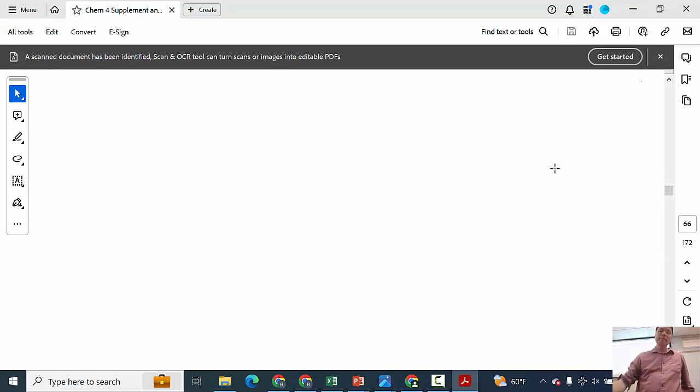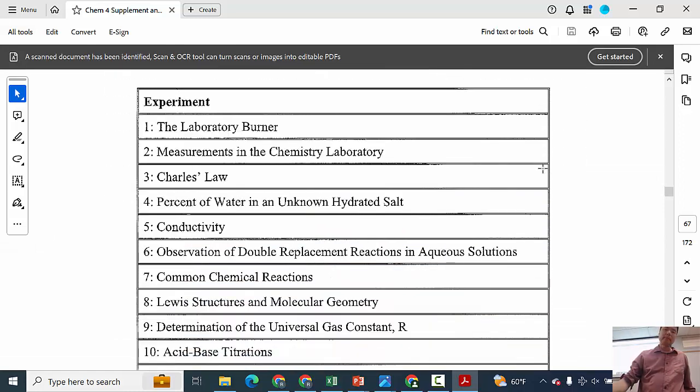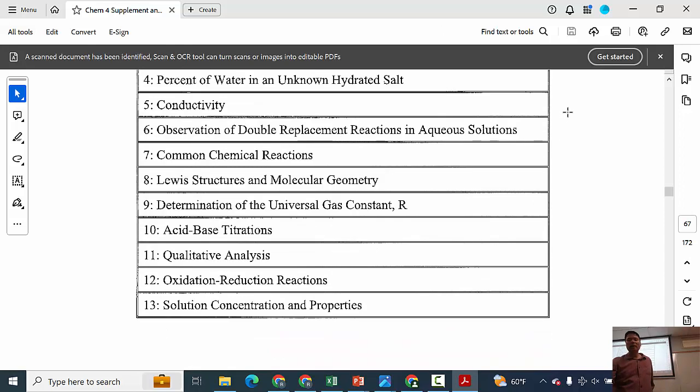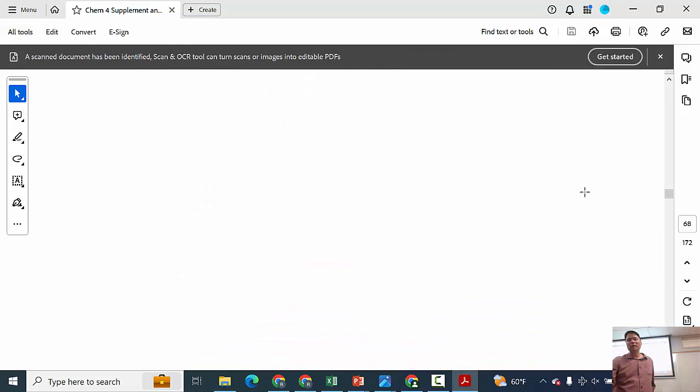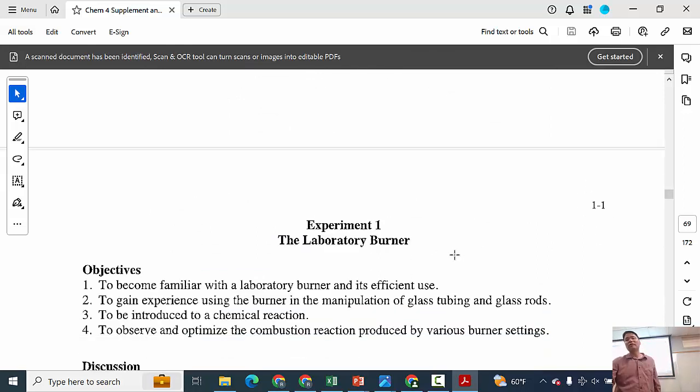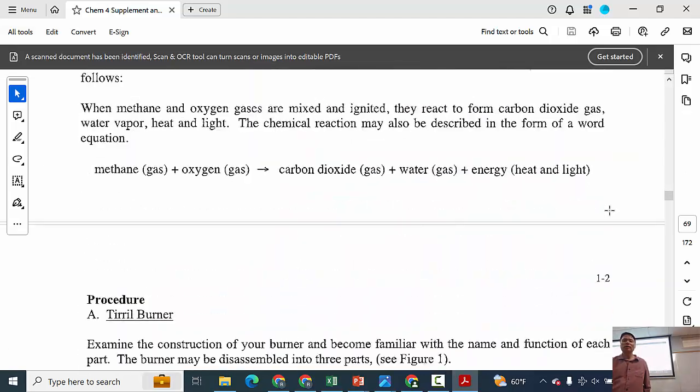We're going to do today's lab. Today's lab is going to be the laboratory burner. Let me make sure I have enough time for today's lab. And then next week we're doing measurements. We're skipping 4. We're going to do 5, 6, 7, 12 together. So these are where the labs are. Now these page numbers are weird, so it's kind of hard to find. The lab burner will be 1, and they'll go 1-1 through 1-whatever.